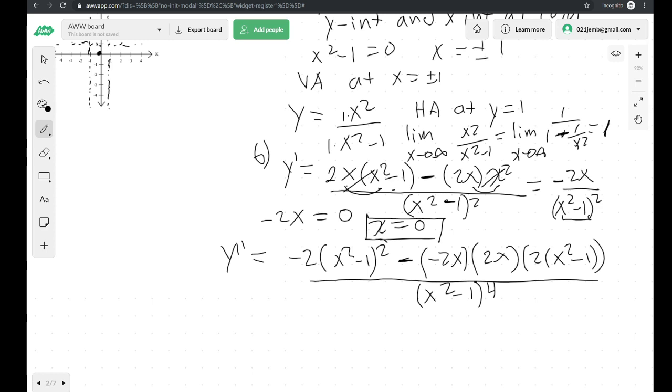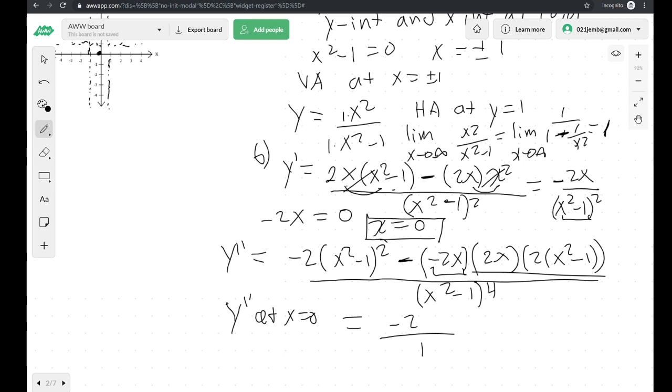So let's just straight up substitute by 0. We don't even bother simplifying this. So y double prime at x equals 0 is just going to be equal to negative 2 times 0, times negative 1 squared, which is just negative 2. And then we have 0 times whatever that is. This over here becomes 0, times all of that, that's just 0, divided by 0 minus 1 to the 4th, which is 1. And so we get negative 2.